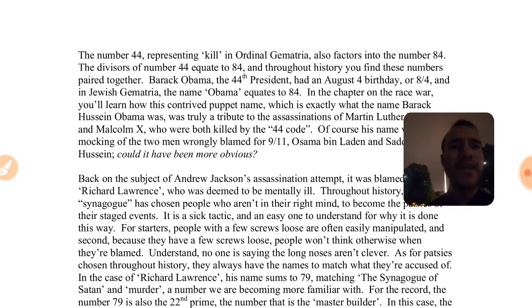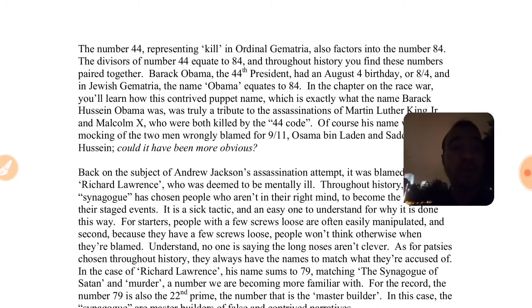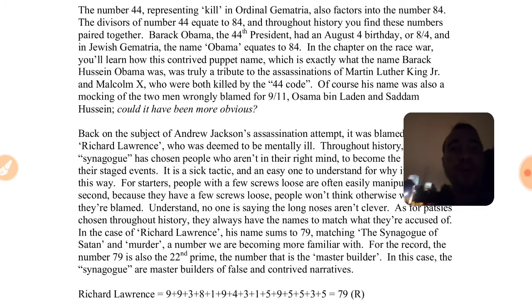The number 44, representing kill in ordinal gematria, also factors into the number 84. The divisors of the number 44 equate to 84, and throughout history you find these numbers paired together. Barack Obama, the 44th president, had an August 4th birthday, or 8-4, and in Jewish gematria the name Obama equates to 84. In the chapter on the race war, you'll learn how this contrived puppet name, which is exactly what the name Barack Hussein Obama was, was truly a tribute to the assassinations of Martin Luther King Jr. and Malcolm X, who were both killed by the 44 Code.